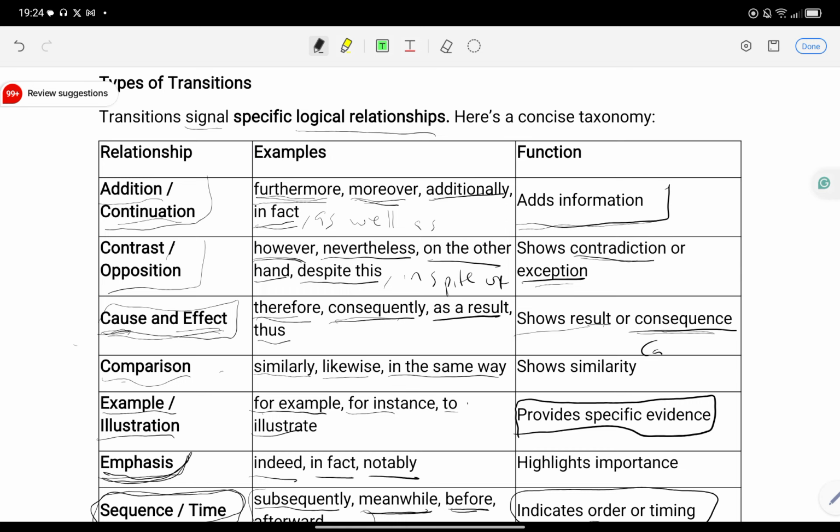This is another relationship: comparison. Comparison just means when you put two things side by side, two ideas side by side, and you try to show the similarities between them. Examples of words that show this kind of logical relationship include similarly, likewise, in the same way, in the same light. They all show similarity. Not sameness. Similarity means close to, but not exactly the same.